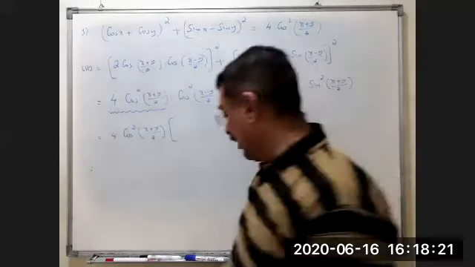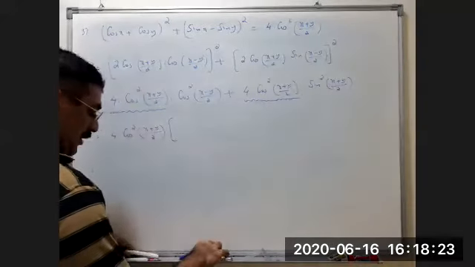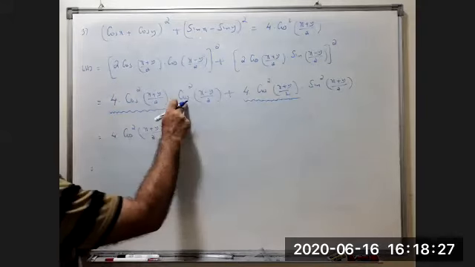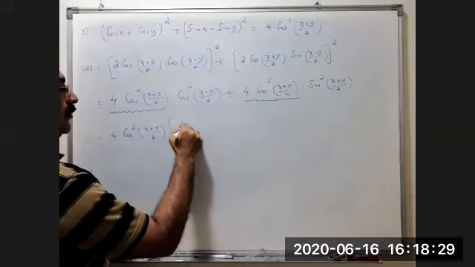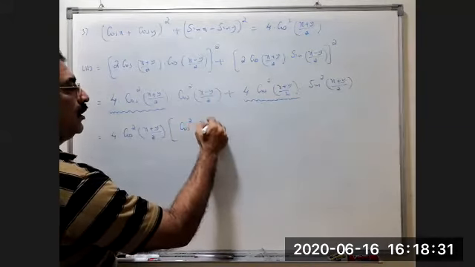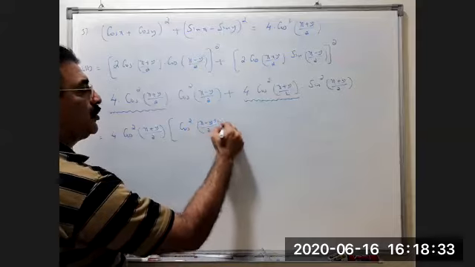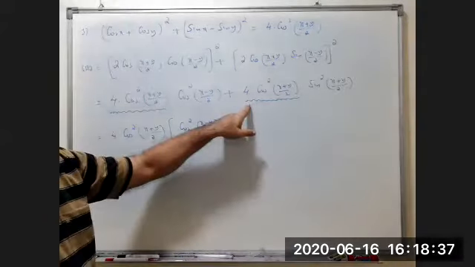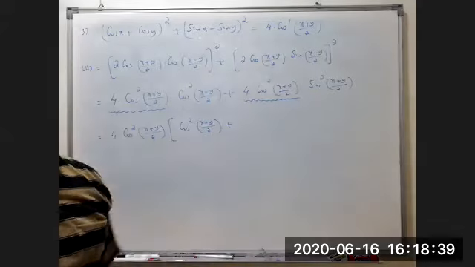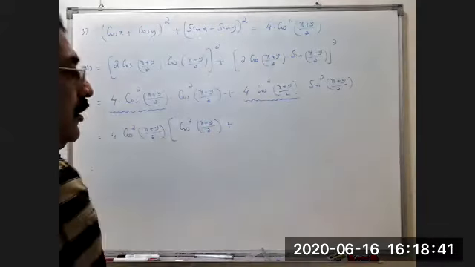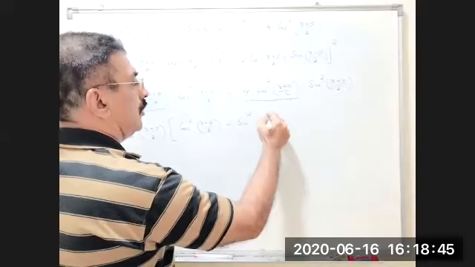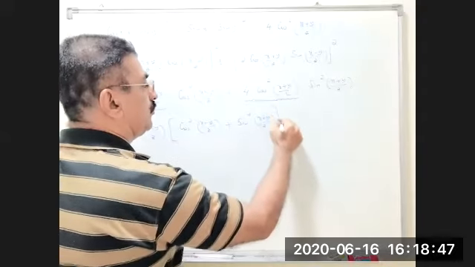If you take this as common, left out is cos square (x minus y)/2 plus... In this underlined term, this is taken out as common factor. Remaining is sine square x plus 5 by 2.